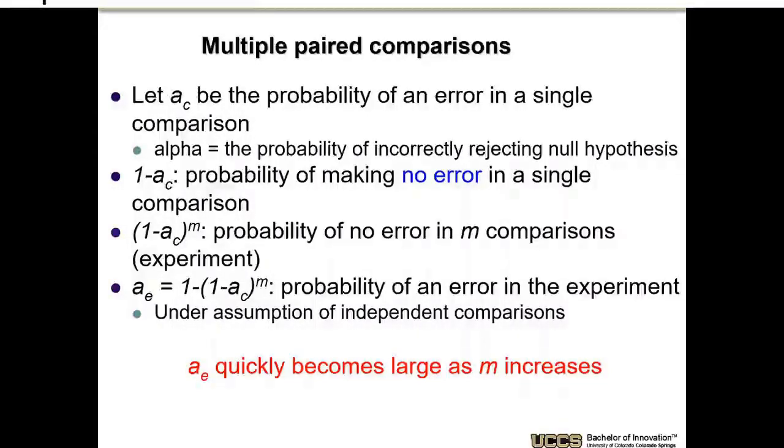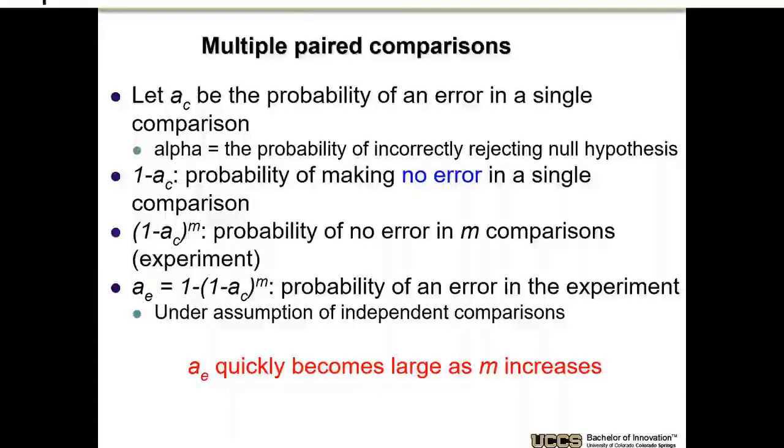The problem is if I do lots of pairwise comparisons. So if I go back and I have those three groups, right? If I compare Simpsons to Flintstones, Simpsons to Family Guy, Family Guy to Flintstones, I now have done three different comparisons. So if I look at the probability of there being no error in m comparisons, because I have more than one, then the probability of no error in the experiment is (1 minus alpha c) to the m power, right? And this raising to the mth power means the chance of there being an overall error is very good. So alpha e quickly becomes large as m increases.